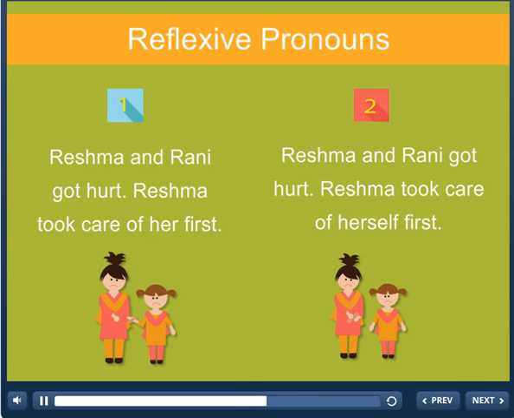The first sentence uses a regular object pronoun and the second uses a reflexive pronoun. In the first sentence, the object pronoun her refers to Rani. Reshma took care of Rani first. In the second sentence, the reflexive pronoun herself refers back to the subject, that is, Reshma. Reshma took care of Reshma first. So we use the reflexive pronoun herself. Let's look at some examples of sentences using the reflexive pronoun.